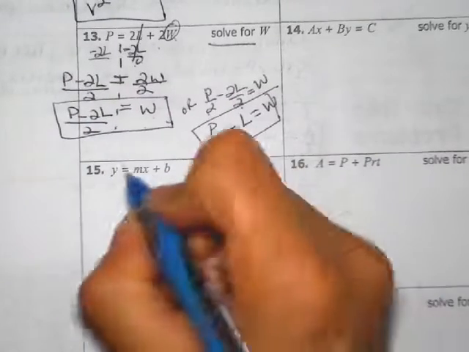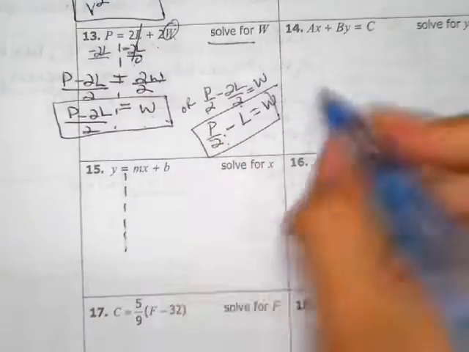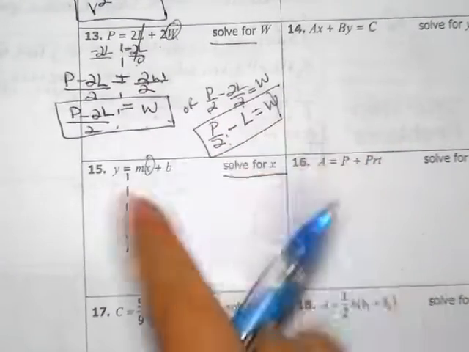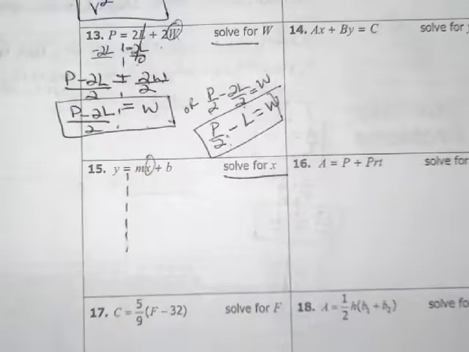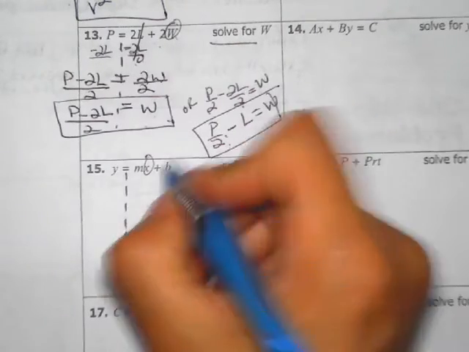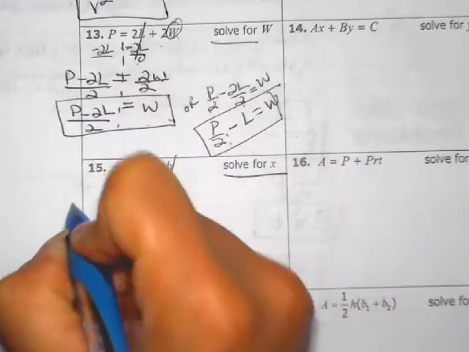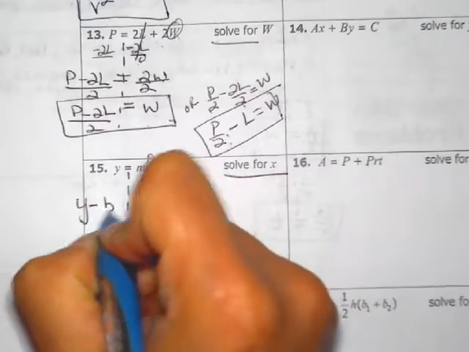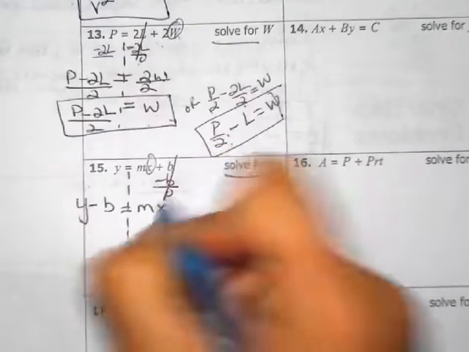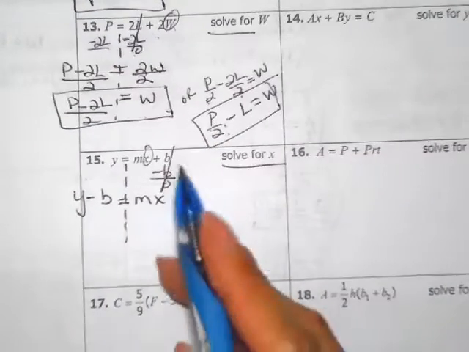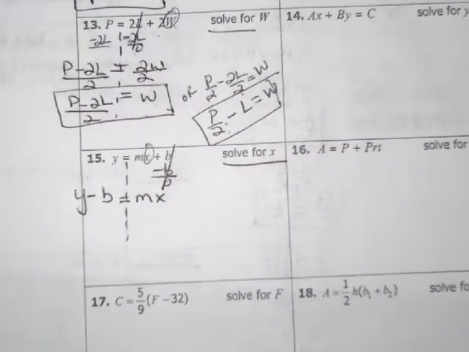All right, almost done. Solving for x. So there's my x. M is touching the x, so that's the wife. So the plus B must be the girlfriend. So Jesus, what are we going to have to do? Minus B. Very good. B minus B is 0. And on the right side, y minus B. Or just move the B over, switch it to a minus. Then what do we do there, Michelle?